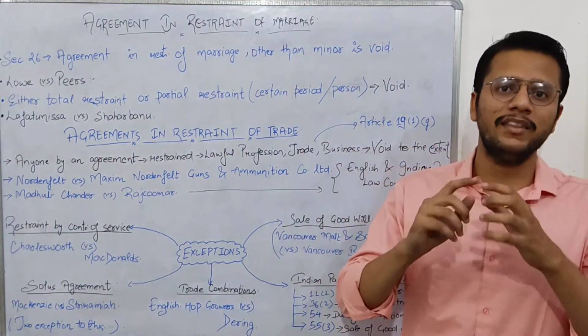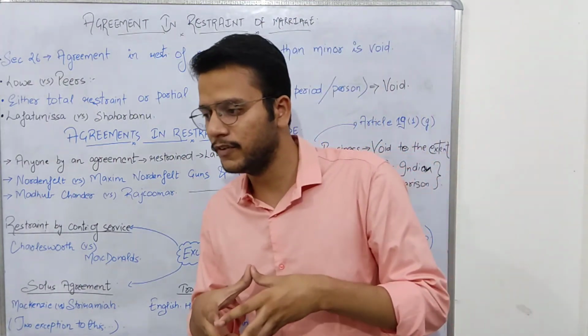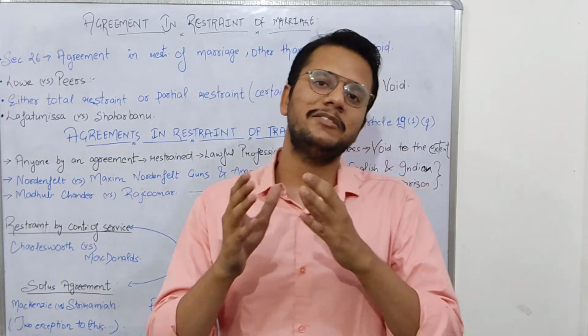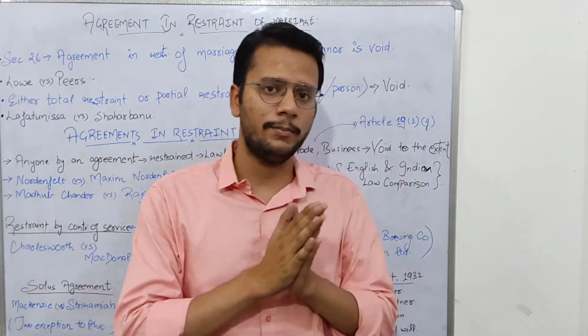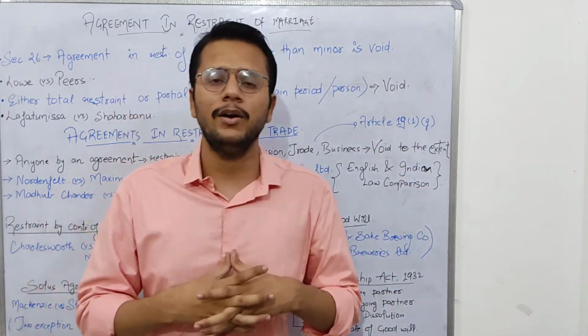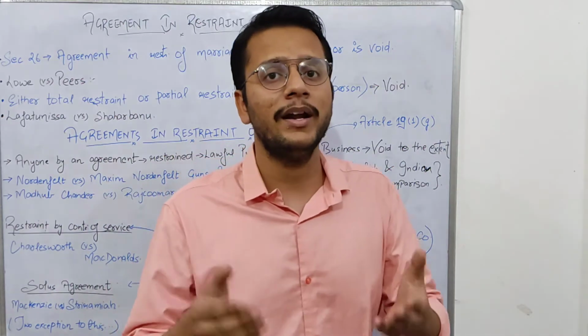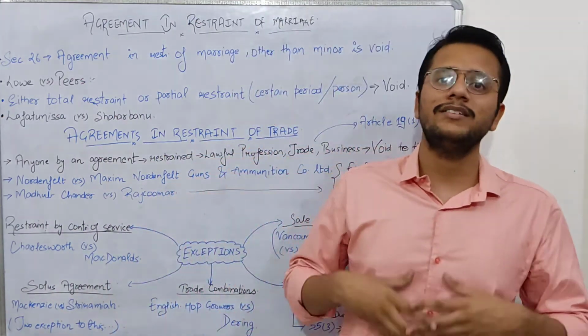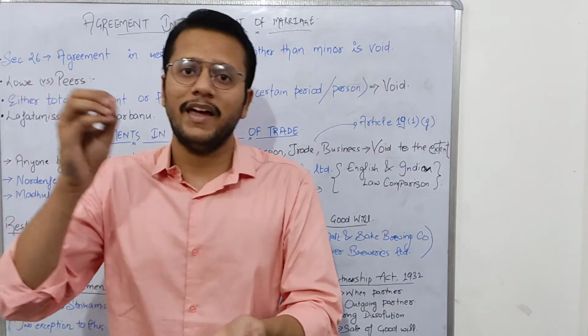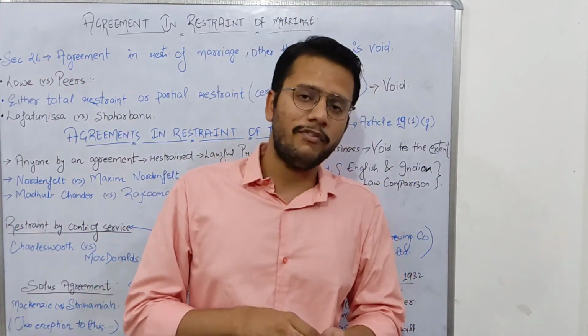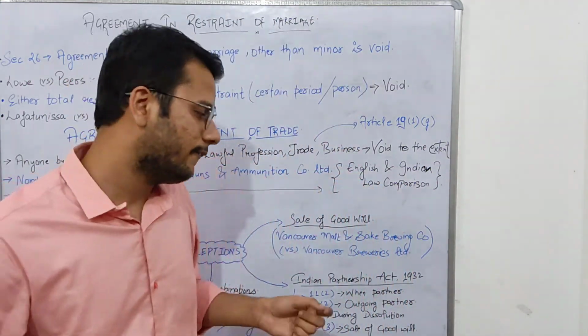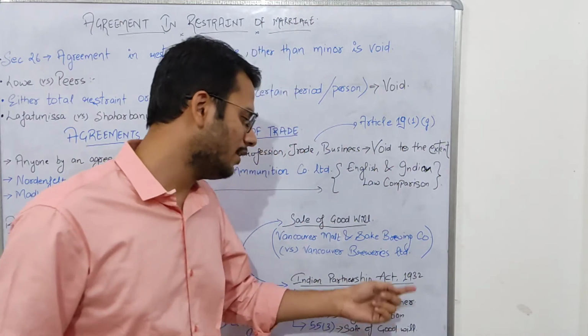like when a firm gets dissolved and it is made to sell to a particular third person. So all the partners can also be asked to make an agreement that they will not establish a similar kind of business, and that will also be a valid agreement. Clear? Fourth is 55 clause 3, sale of goodwill.